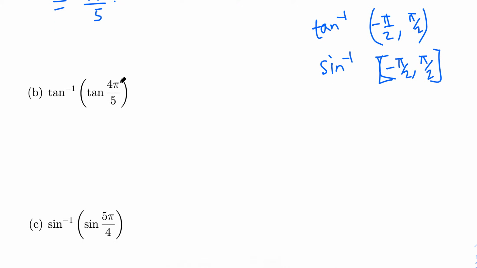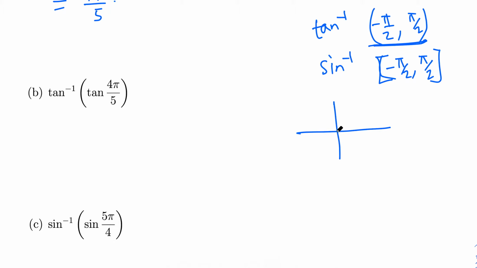It's the same angle 4 pi over 5, but that is not in this domain. 4 pi over 5 is bigger than pi over 2. So we cannot simply cancel and say the right answer is 4 pi over 5. Not the case. So let's look at the angle.